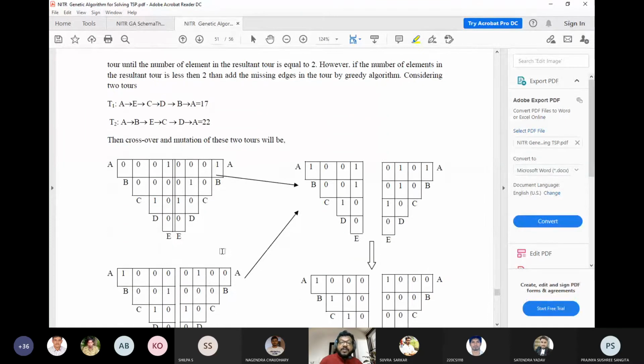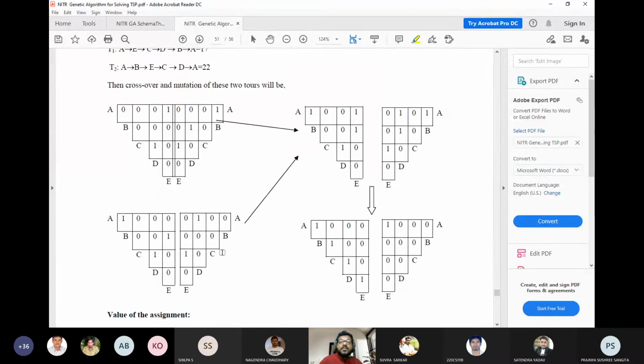Now you look into this picture, the last discussion in this paper. You see, this is the initial representation, and it uses a special type of representation instead of a string. That means in the simple genetic algorithm, we say the strings are subjected to crossover and mutation. It is not like that.